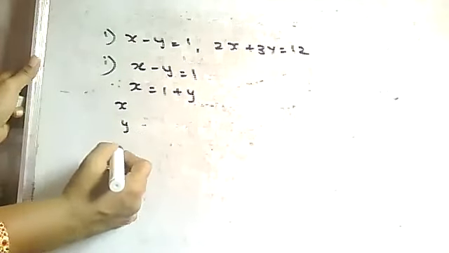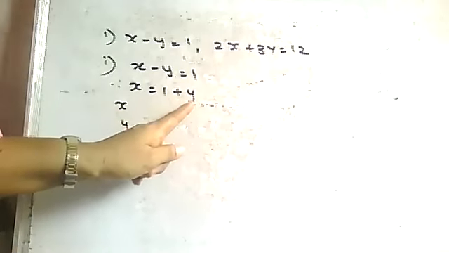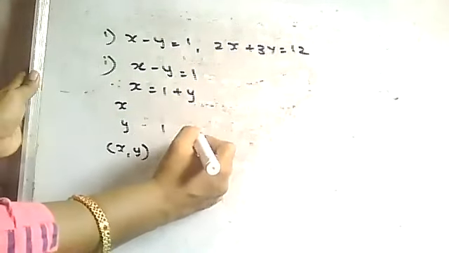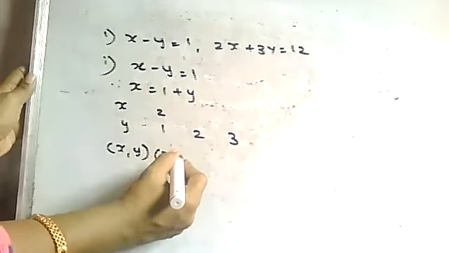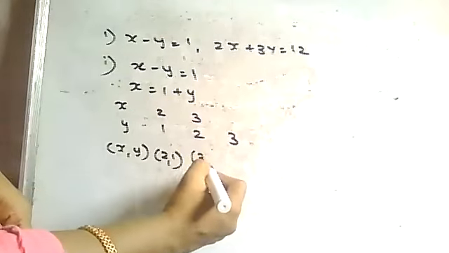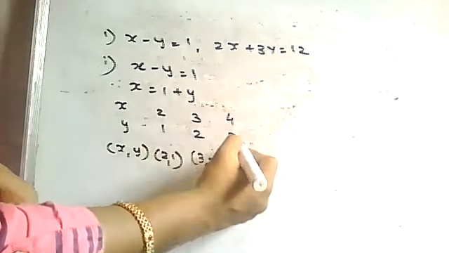And the table is to be formed. X, y, x comma y. Now y is on the right hand side. So you have to choose any values of y first and accordingly get x. Like I can have 1, 2, 3. Okay. So if y is 1, it will be 2. So your point becomes 2, comma 1. If y is 2, it is 3, 3 comma 2. If y is 3, it is 4, 4 comma 3.